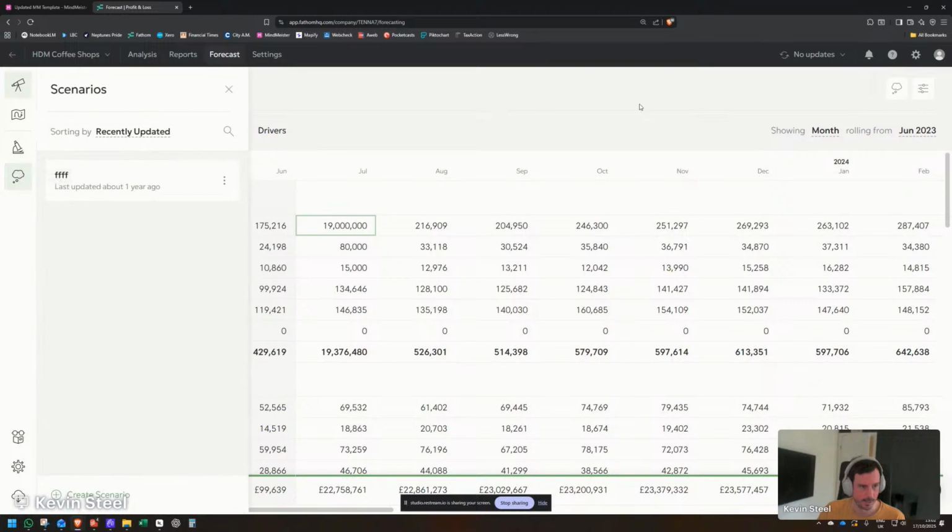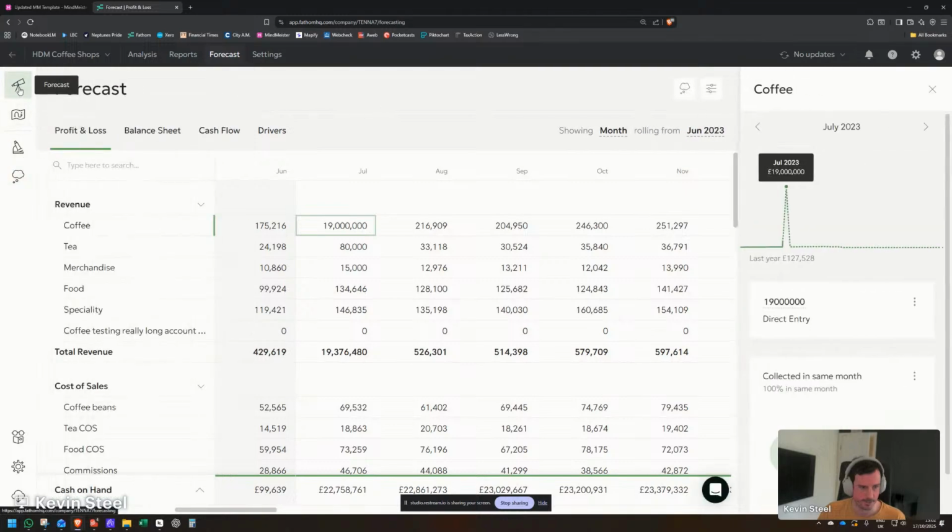We can also layer different scenarios on top of this. We can create three different main scenarios: best case, medium case, worst case. So we can stress test the financial model of the business.